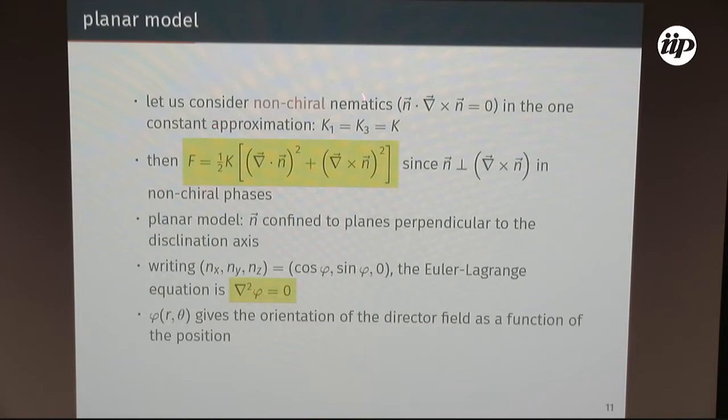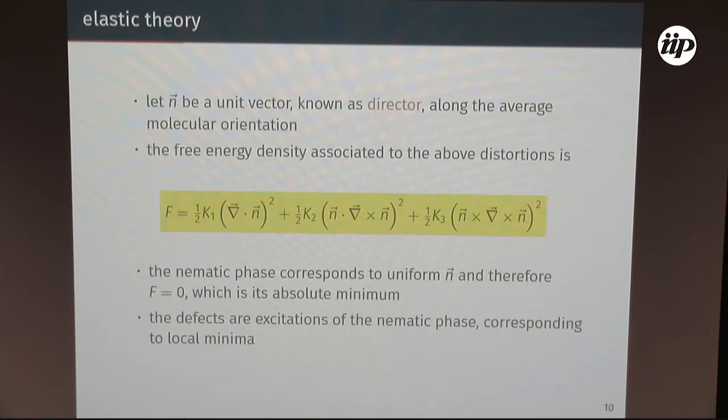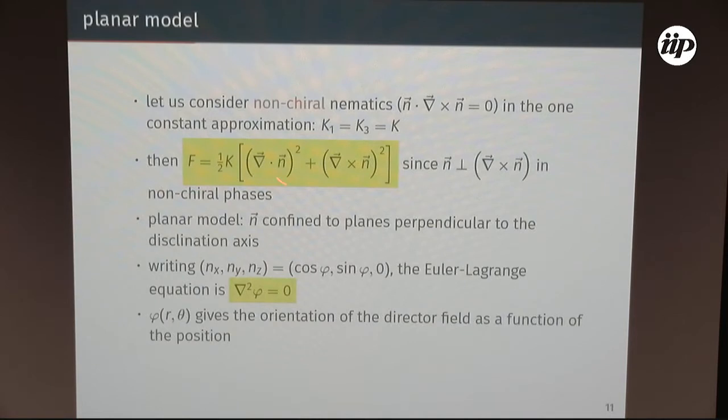And if we consider non-chiral nematics, that contribution to the free energy, this one in the middle here, disappears. And the free energy becomes simpler. We can assume a planar model where the director is confined to planes perpendicular to the defect axis. I'm thinking of line defects. And I can write in terms of this angle phi, which is just the orientation in the plane of the nx and ny components. So the only Lagrange equation corresponding to this free energy is just the Laplace equation. And the solution to that gives the orientation of the director field, gives the defect solution.